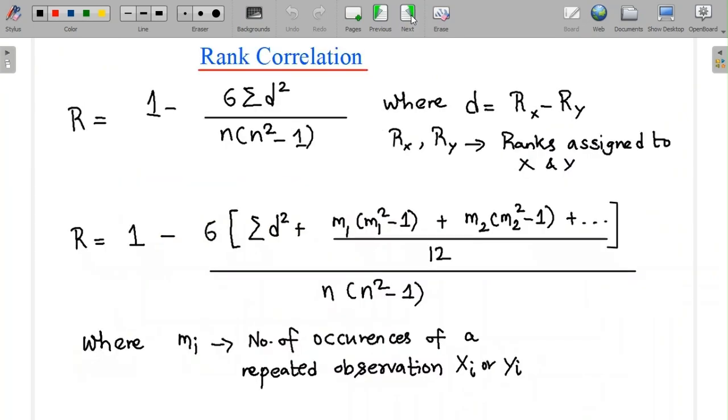On the other hand, there is also a similar measure called rank correlation that is available, especially for observations which are very large.